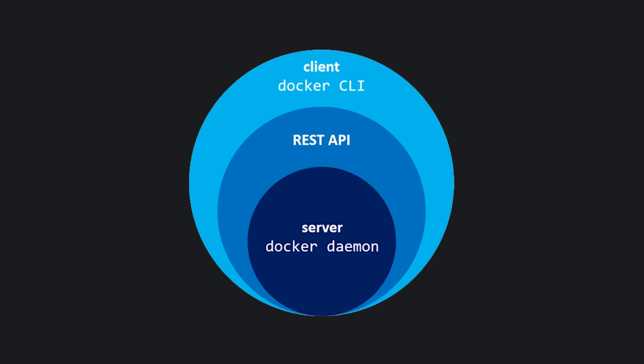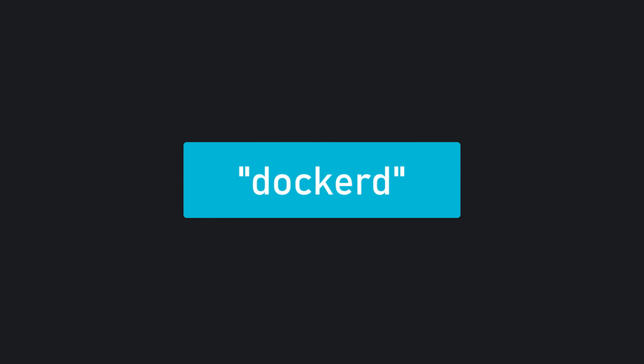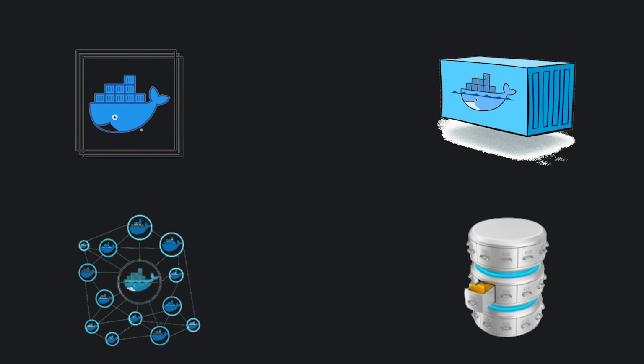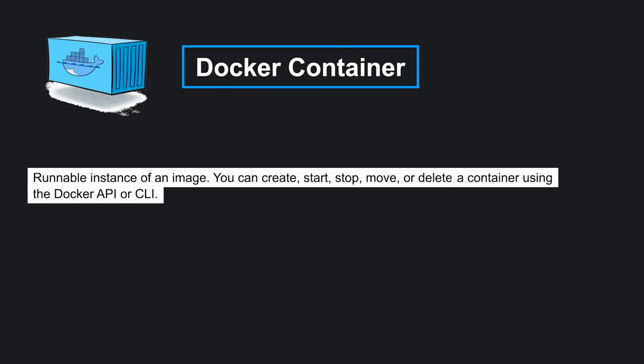Before we go deep, we need to know about the Docker daemon. The Docker daemon, also known as dockerd, is a process which listens for Docker API requests and manages Docker objects such as images, containers, networks, and volumes. A Docker container is a sandbox process on your machine that is isolated from all other processes that are running on your machine. A container is a runnable instance of an image.